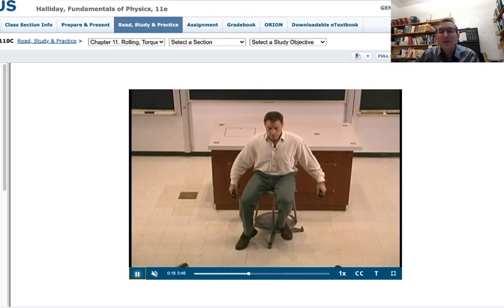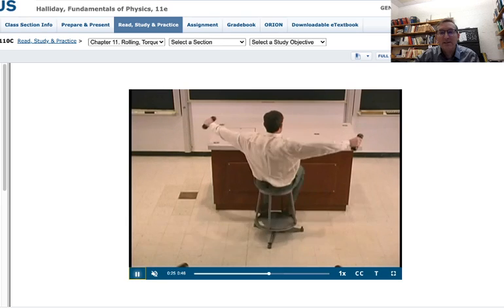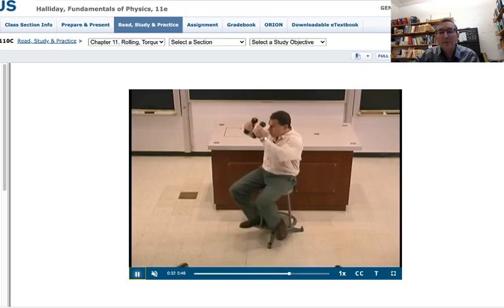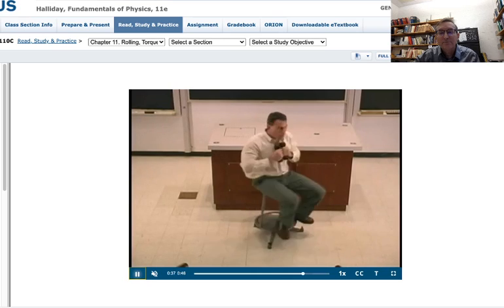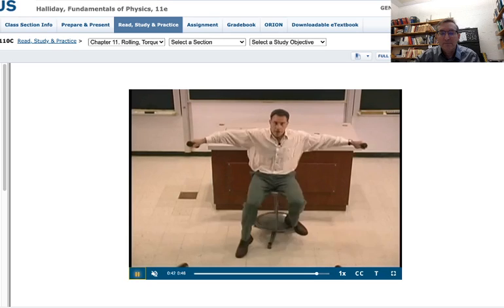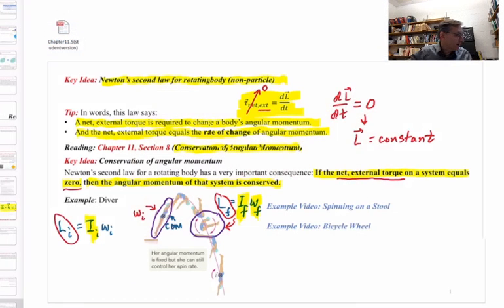So he's going to give himself a somewhat small initial angular velocity about a vertical axis with the dumbbells held out. And then it's going to bring them in. Notice what happens to the angular velocity. And then take them back out again. And what happens to the angular velocity? Okay? All right. So there you saw another example of conservation of angular momentum at work.